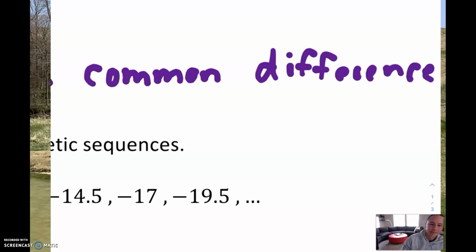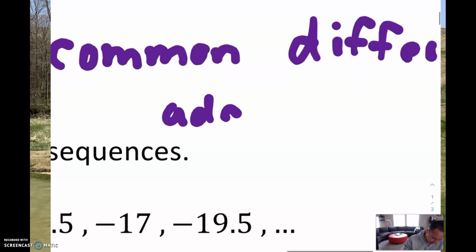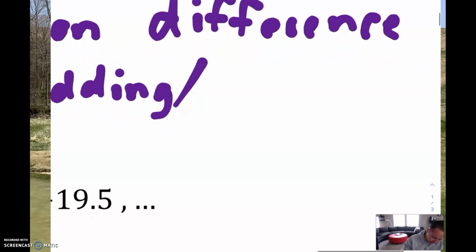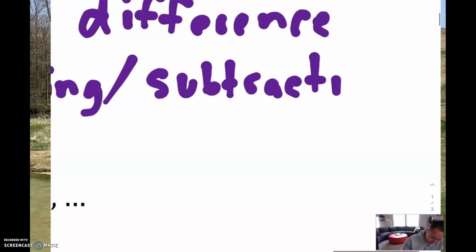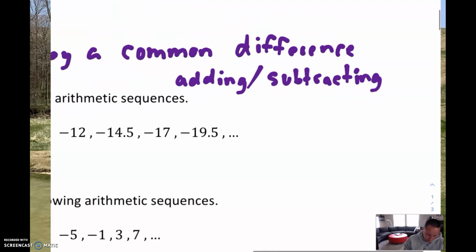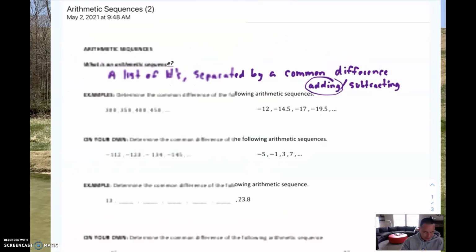I'm going to put this more in layman's terms for you. Every term is either adding or subtracting by the same amount. We're just going to be focusing on the adding one. If it is subtracting, you're just adding a negative number. So everything is going to be adding by a common difference every single time.